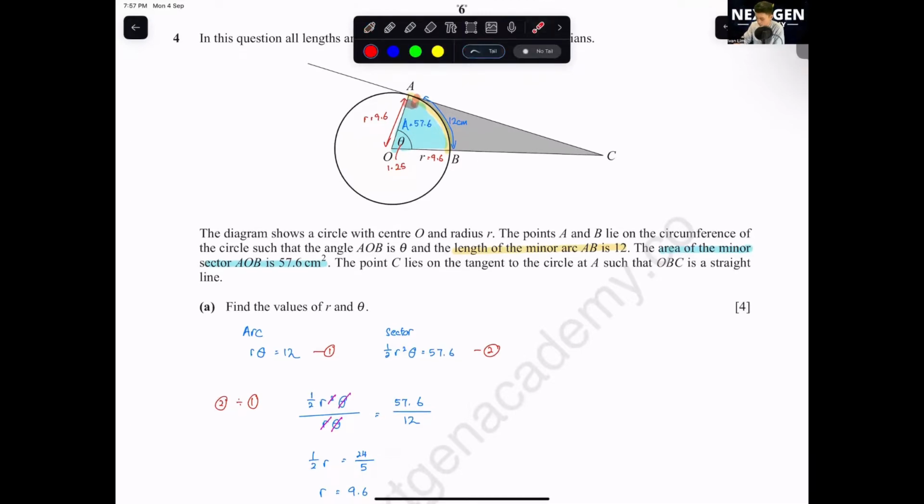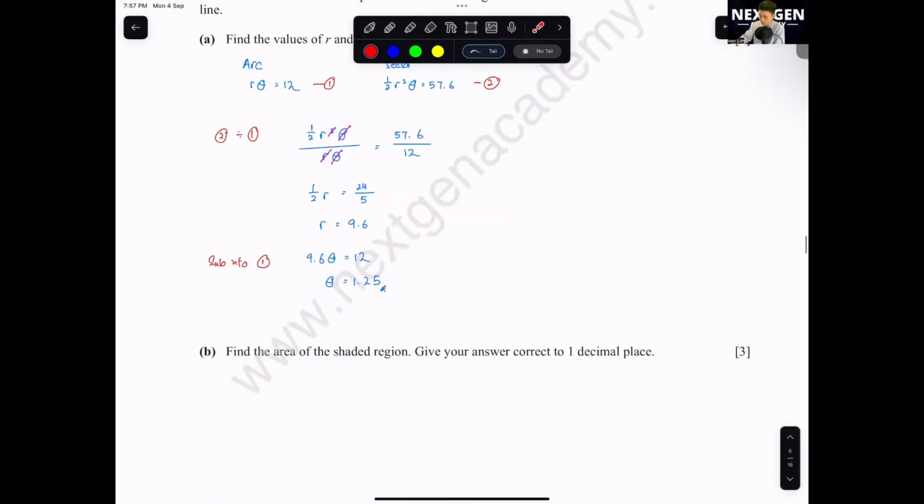So what can we do? This is a right angle triangle, right? So I can do half times base times height. But I need to find this part here, then minus here, which is the area of the sector which they gave us already, 57.6. So all I need to do is find the area of the triangle. So how to find the area of the triangle?